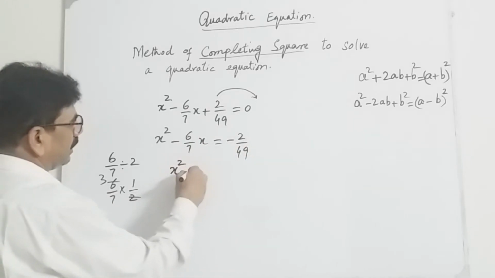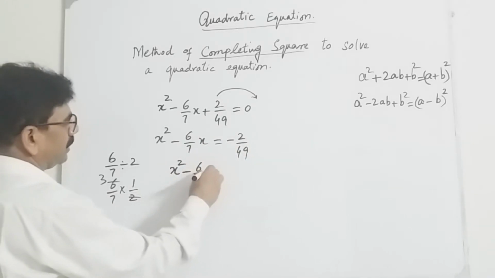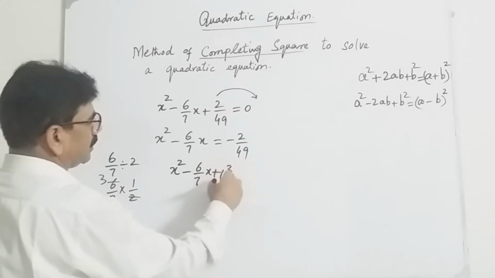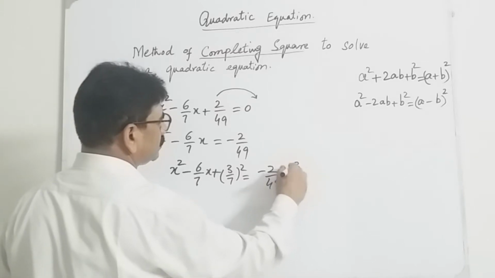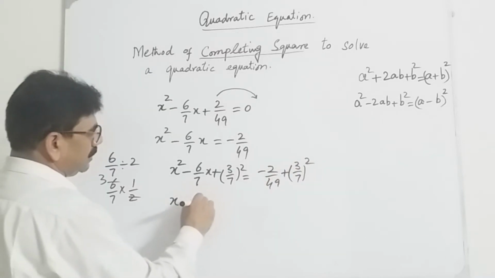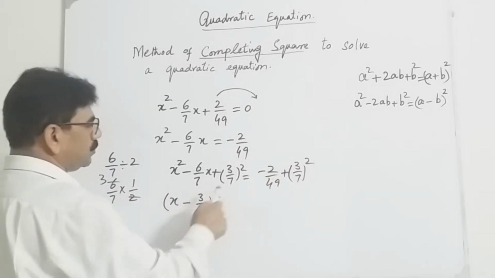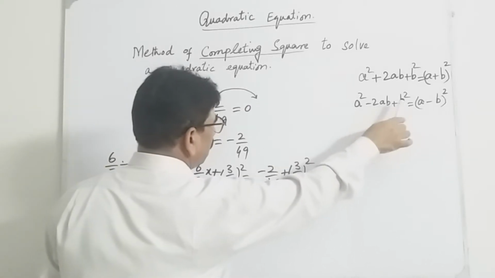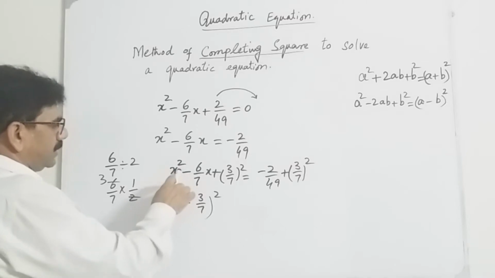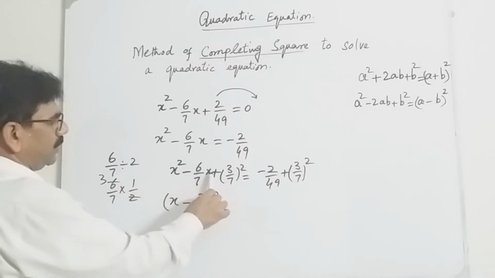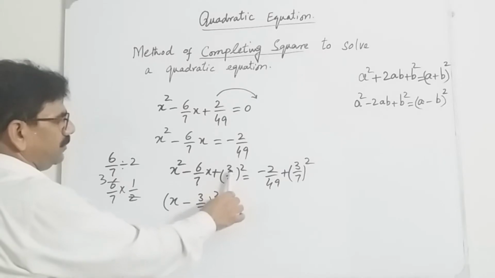As a result, we will get x square minus 6 over 7x plus (3 over 7) whole square equal to negative 2 over 49 plus (3 over 7) whole square. This will become (x minus 3 over 7) whole square according to the identity a square minus 2ab plus b square is equal to (a minus b) whole square. For a we are having x in this case, and for 2ab we have 6 over 7x, and for b we have 3 over 7.